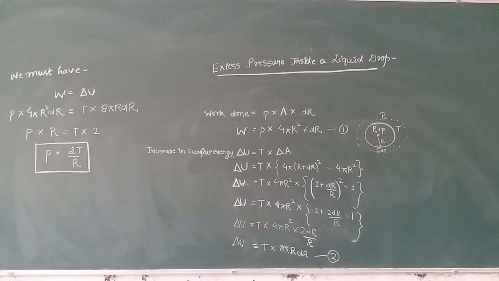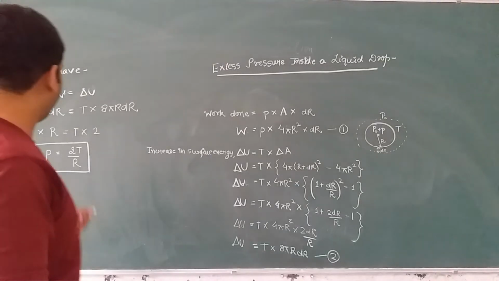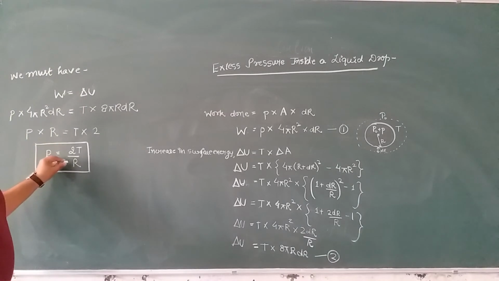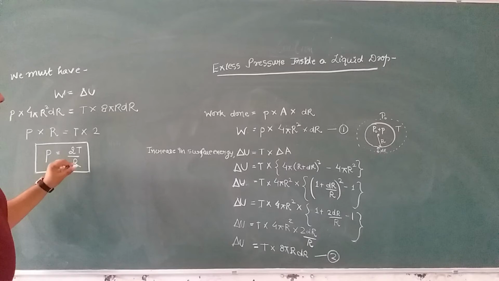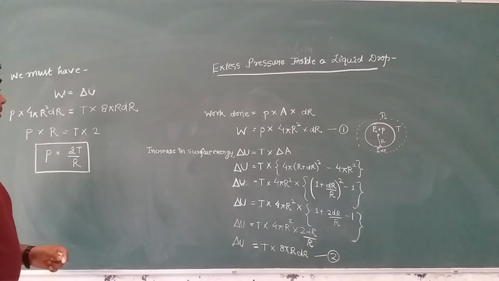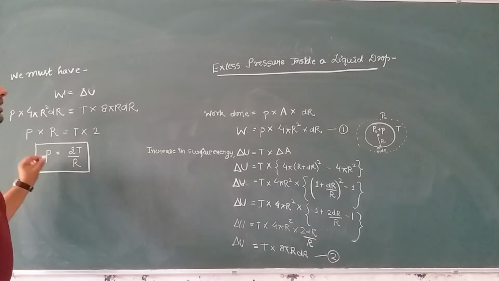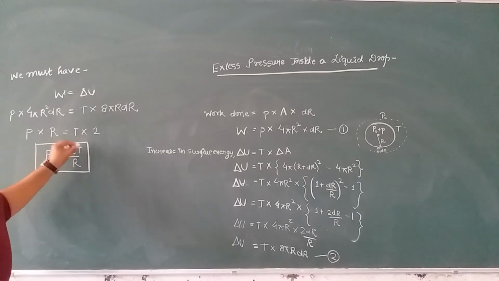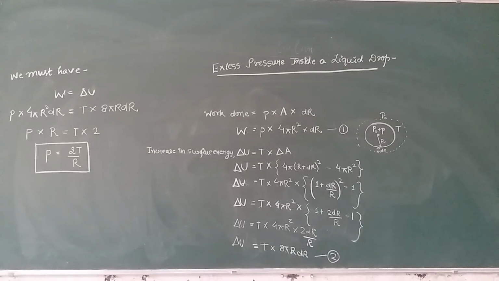I hope this is clear to everyone. The value of excess pressure inside a liquid drop is given by 2T upon r, where T is the surface tension of the liquid and r is the radius of the spherical drop. So you can see that the excess pressure depends on the surface tension of the liquid and the radius of the spherical drop. Please note down this derivation, and it is very important for your exams as well. Please note it down, and then we shall move forward.